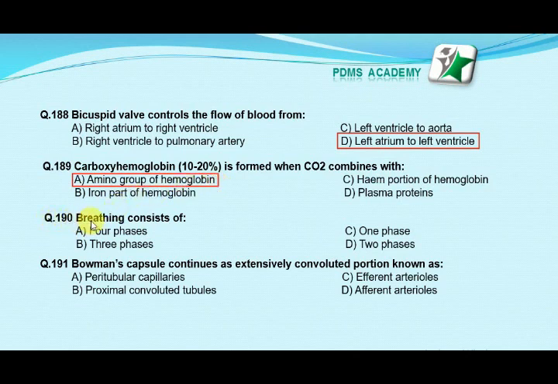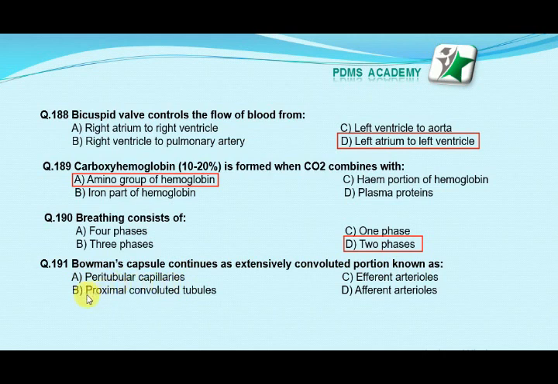Our next MCQ is: breathing consists of option A, 4 phases. Option B, 3 phases. Option C, 1 phase. Option D, 2 phases. Our correct answer is D, two phases. Inspiration and expiration are the two phases that consist in the breathing process.